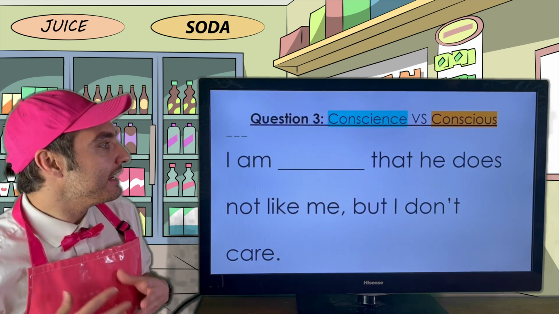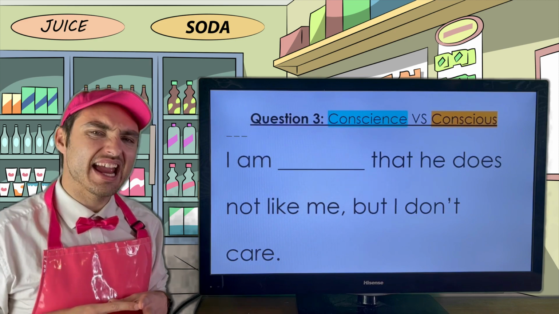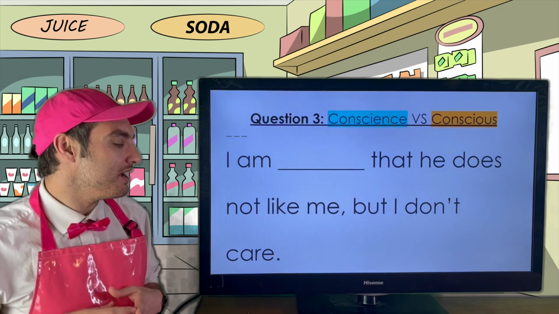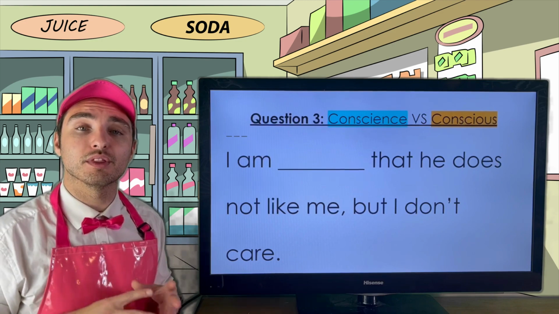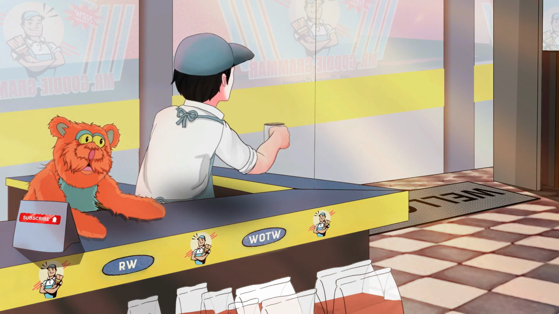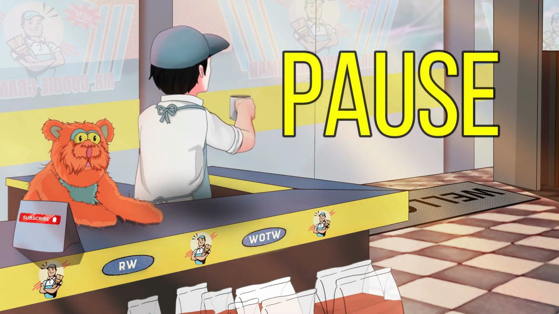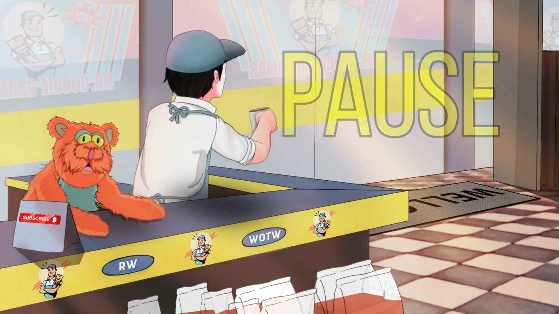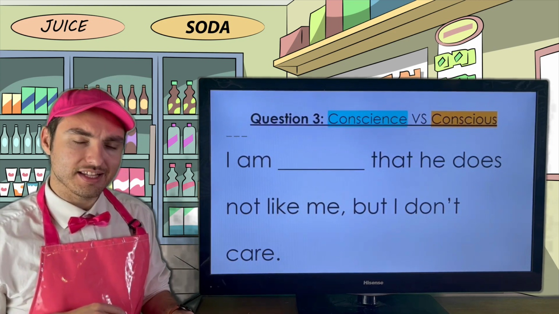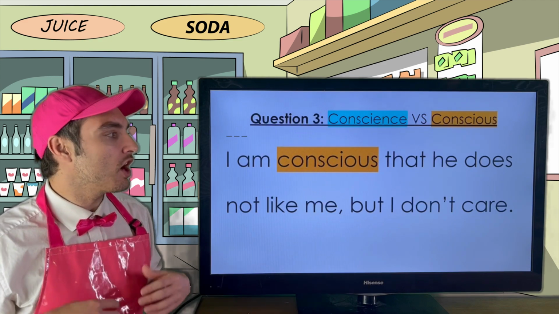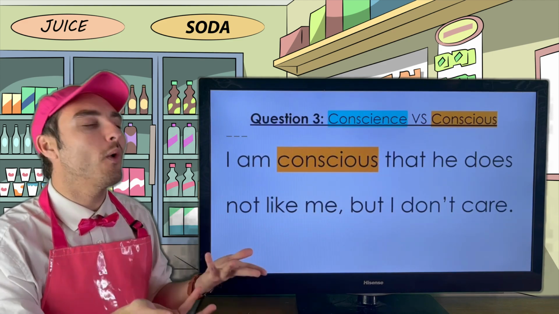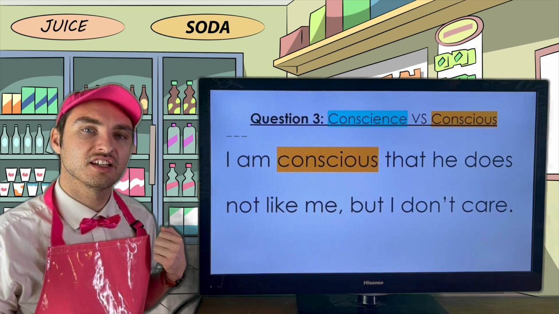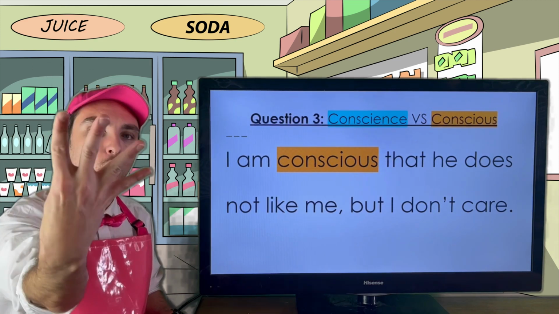I am blank that he does not like me, but I do not care. Again, the sentence is, I am blank that he does not like me, but I don't care. Go ahead and fill in the blank with the correct word. Okay. Here's the answer. The answer is conscious. I am conscious. I am aware that he does not like me, but I do not care. Confidence. Sweet. Let's move on to question 4.